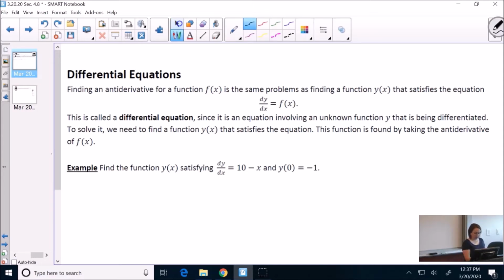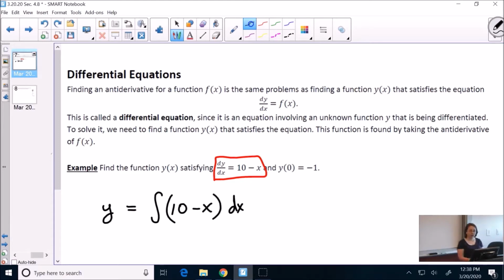So you notice here, they've given us dy dx, and they want us to find y. Well, for our purposes, this is not crazy talk. This is just saying, here's the derivative, find the antiderivative. So y is going to be the antiderivative of this derivative. All we're asking you to do is giving you the derivative, 10 minus x, and saying, now undo it. To undo a derivative, you integrate.